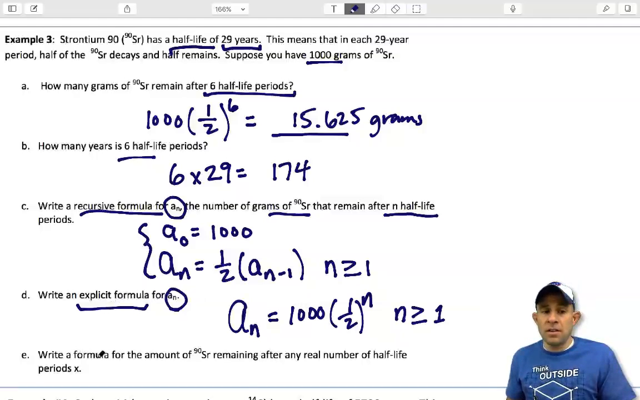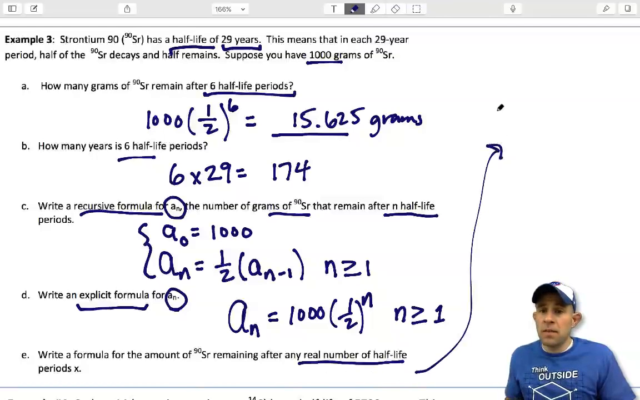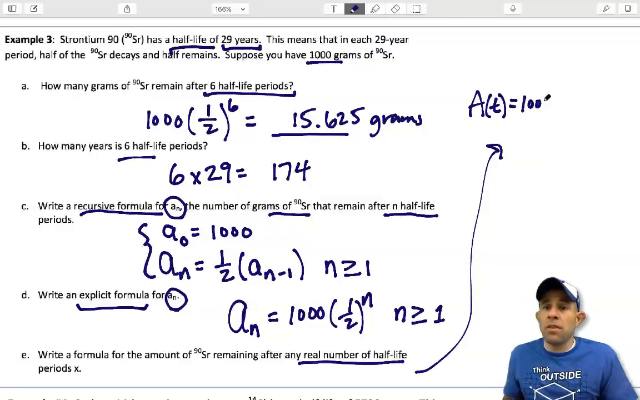All right, finally here it says to write a formula for the amount remaining after any real number of half-life periods. So I'm going to come back up here to the top, and that amount remaining after t half-life periods is simply 1,000, our initial amount, times 1/2 to the t power.